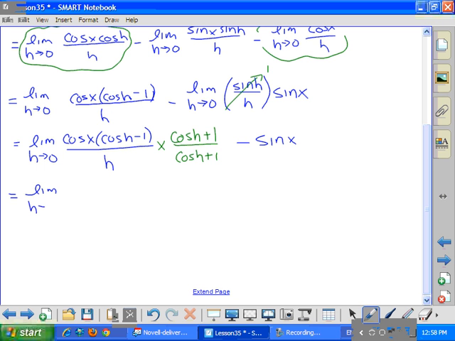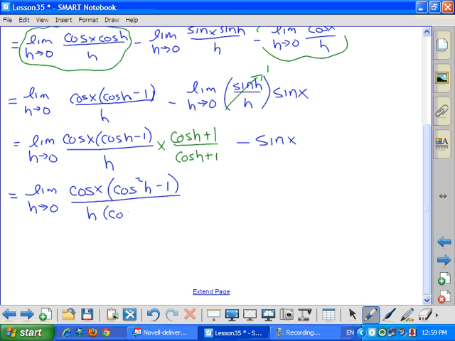So the limit as h approaches 0 of cos x multiplied by, it's a difference of squares, cos squared h minus 1, and that's all over h and cos h plus 1.